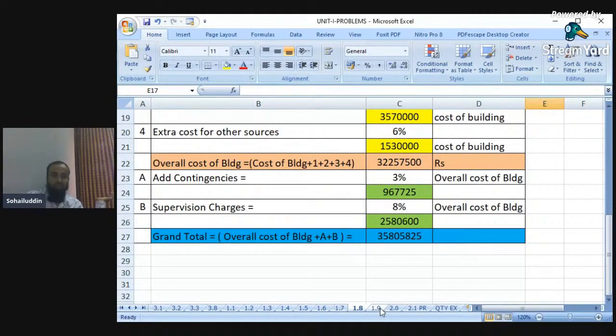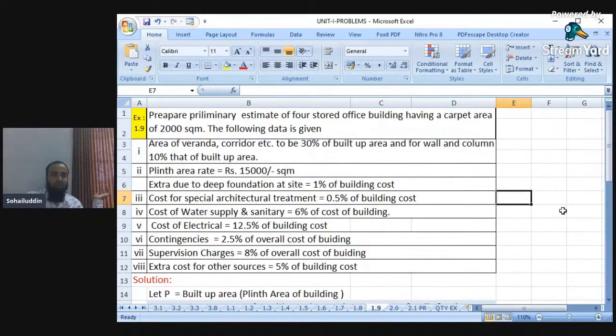Next, again depending upon this, the next problem is to prepare a preliminary estimate. Now this problem is very important. This next problem is somewhat different, but again similar. Prepare a preliminary estimate of a 4-storied office building having a carpet area. The total carpet area is given as 2,000 square meters.